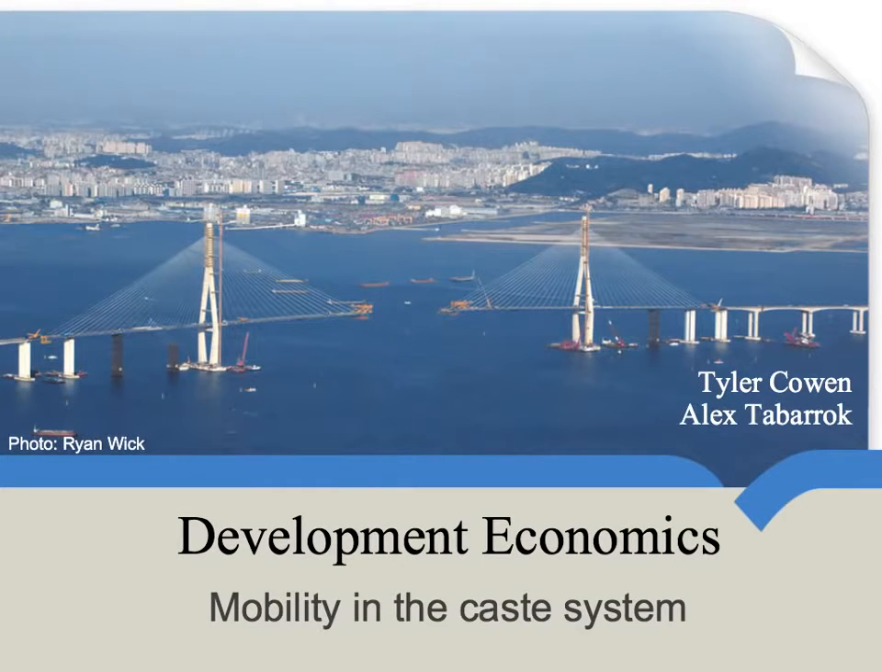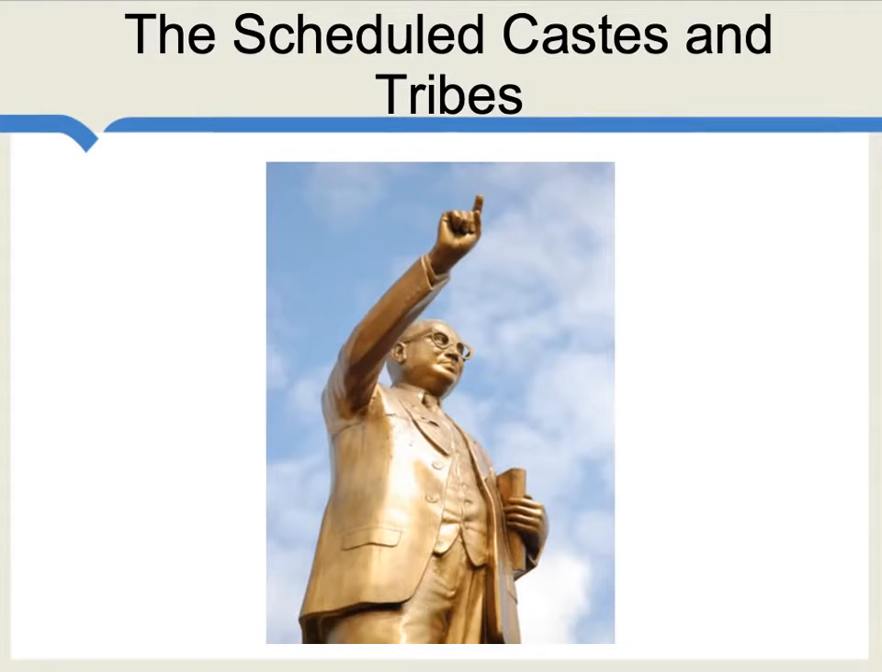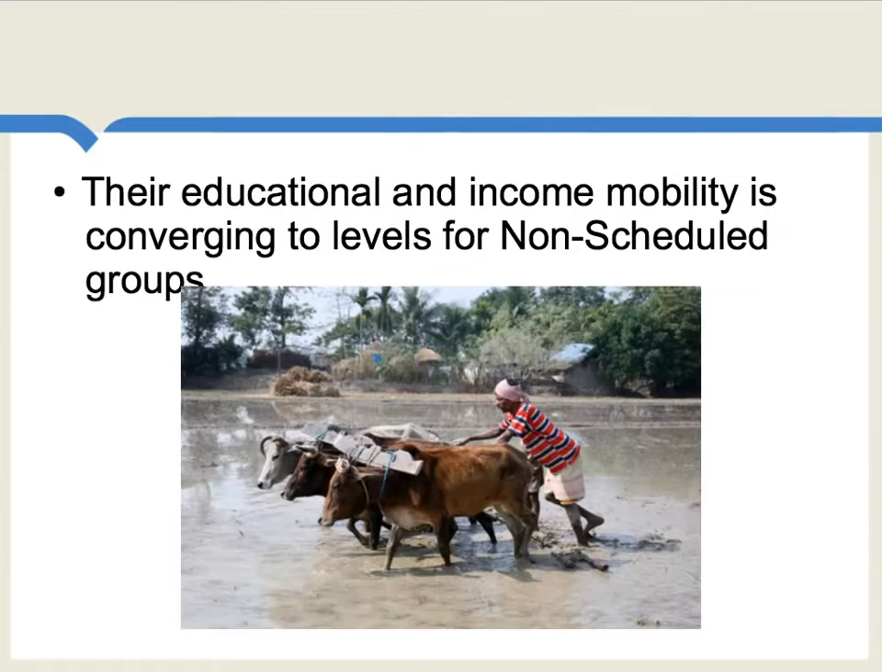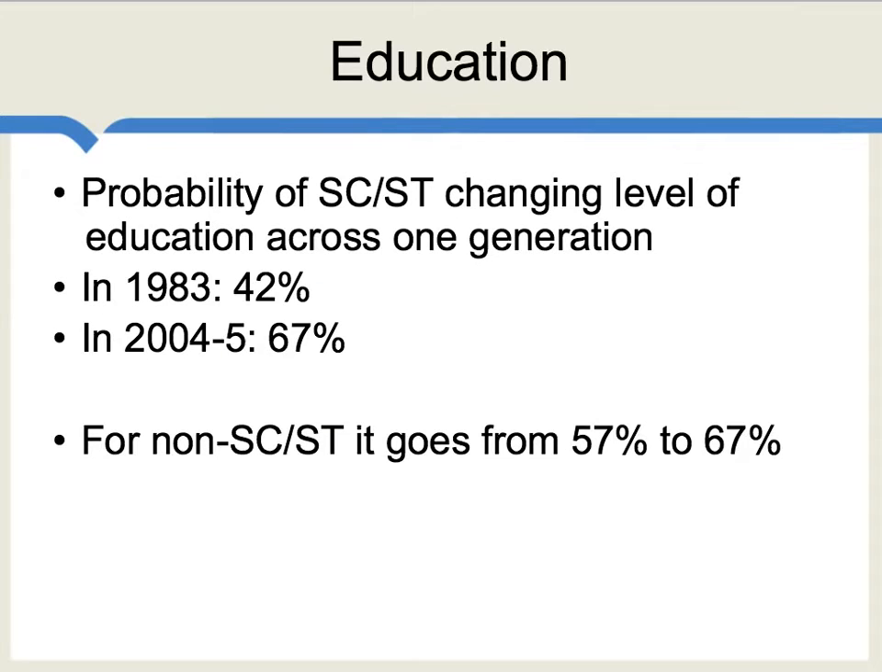Now let's look at mobility in the Indian caste system and how that mobility has increased in recent times. We'll consider the scheduled castes and tribes, groups which were formally defined in the Indian Constitution of 1950. Historically, these have been disadvantaged groups in India. Researchers find that their educational and income mobility is converging to levels for non-scheduled groups.